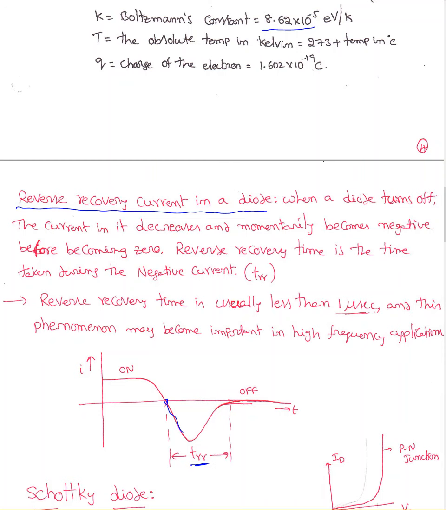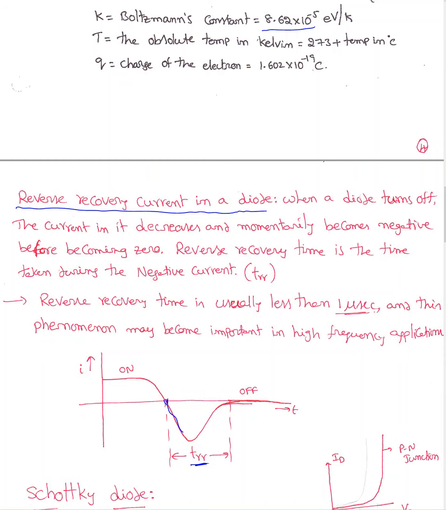The next one is the Schottky diode. Here is the symbol for the Schottky diode. This is also a two-terminal device, anode and cathode. The characteristics of the Schottky diode are drawn right here. It needs only a smaller voltage, around 0.3 to 0.5 volts.